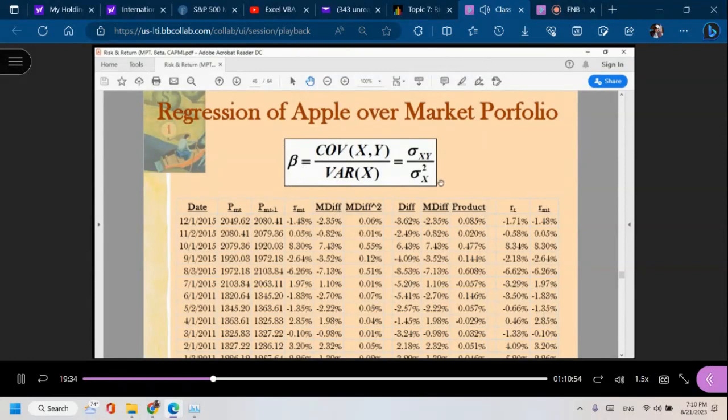Now, mathematically and statistically, how do you calculate beta? The formula for beta is the covariance between x and y over the variance of x. And with the Greek characters, you understand what this is. This is the standard deviation. This is what? Variance, right? Variance is the square of the standard deviation. So if there's no square, sigma x is the standard deviation of x, and sigma x squared is the variance of x, right? Now, you need to understand what covariance is. I'm going to get to that later.